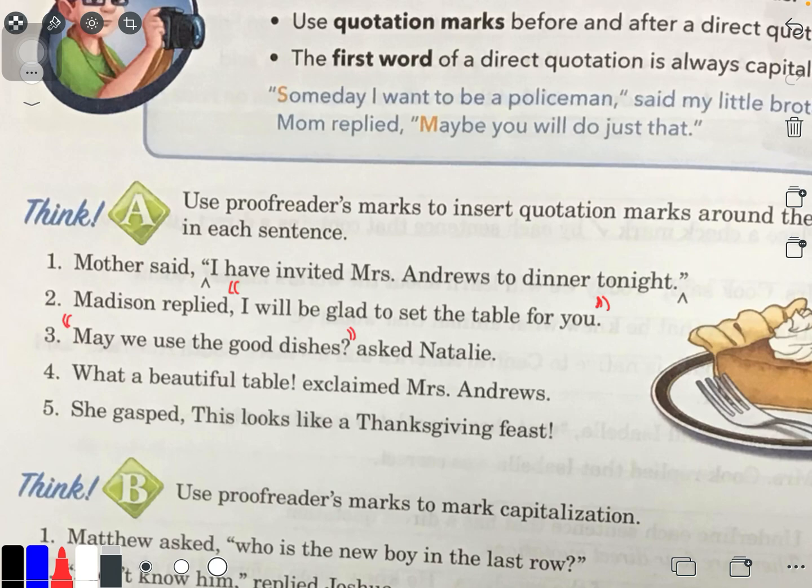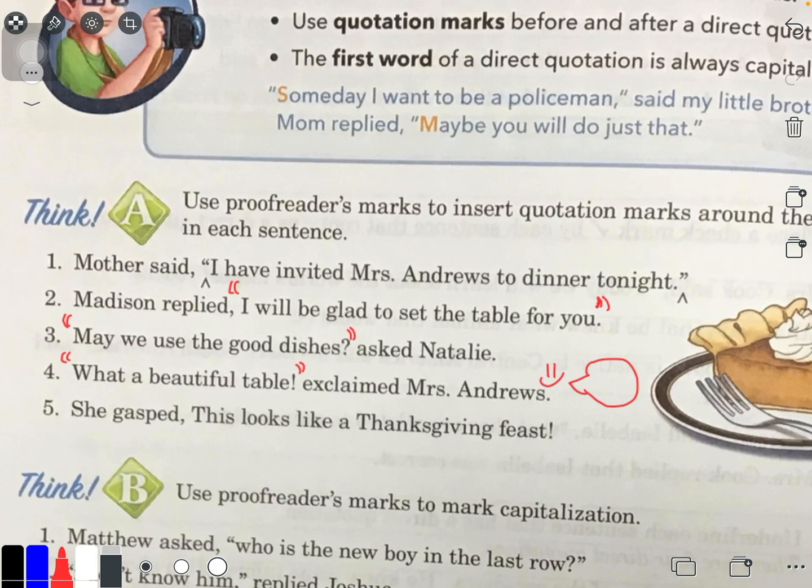"What a beautiful table," exclaimed Mrs. Andrews. Exclaimed, wasn't that a spelling word, a dialogue tag once? So I'm going to put quotation marks here because remember, we have to try to imagine what they're saying in the speech bubble. In this speech bubble, Mrs. Andrews is saying, "What a beautiful table." She's not saying, what a beautiful table, exclaimed Mrs. Andrews. She's not saying all of that. She's only saying one part.